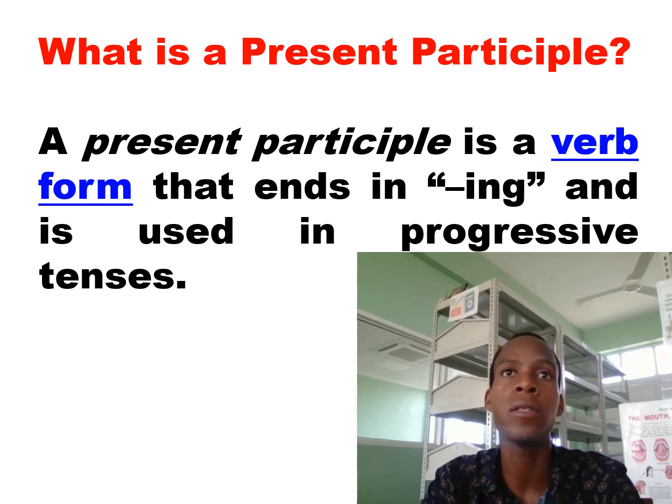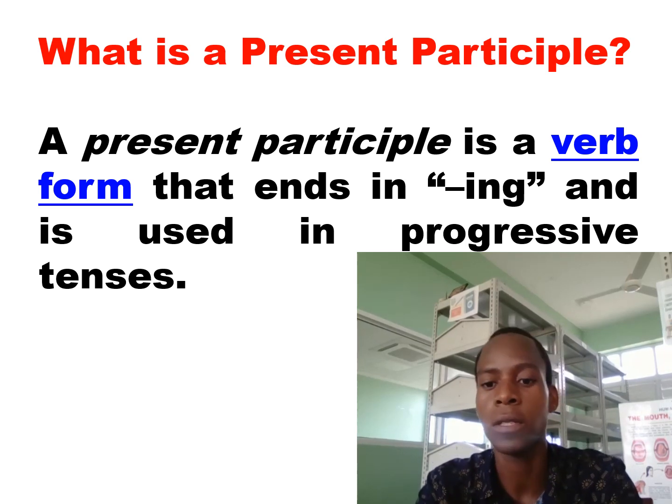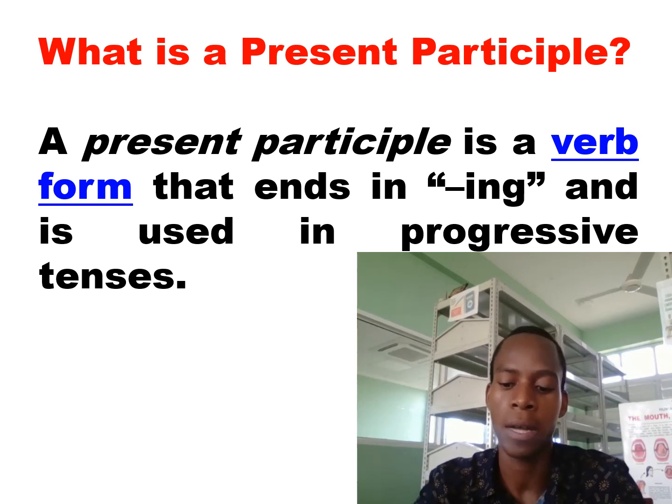So the verbs that end with ing are called the present participles, and this lesson is going to exhaust much of the principles for the present participles. Let's come and look at the next part.